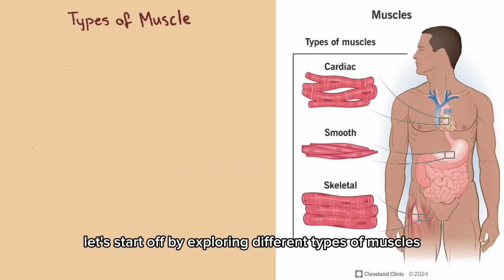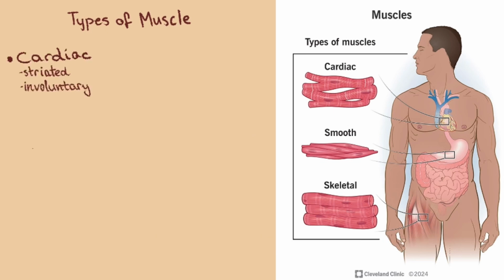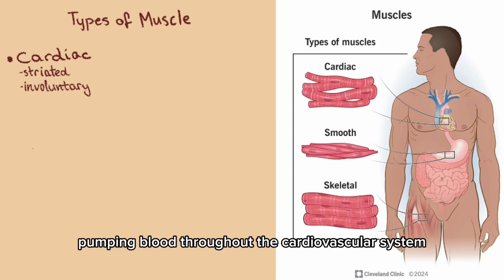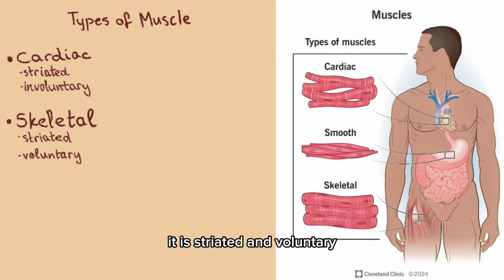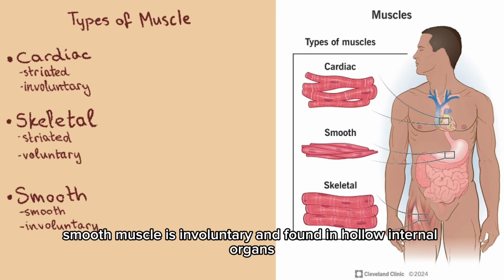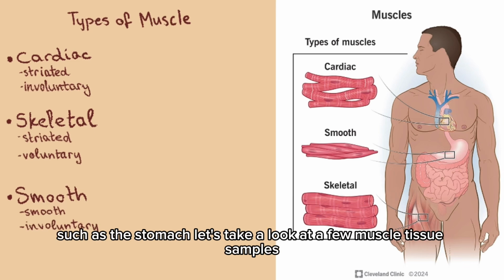Let's start off by exploring different types of muscles. Cardiac muscle is found in the heart. It is striated and involuntary, pumping blood throughout the cardiovascular system. Skeletal muscle is attached to bone with tendons. It is striated and voluntary, allowing for movement. Smooth muscle is involuntary and found in hollow internal organs, such as the stomach.